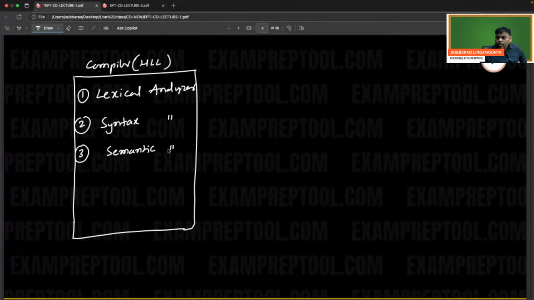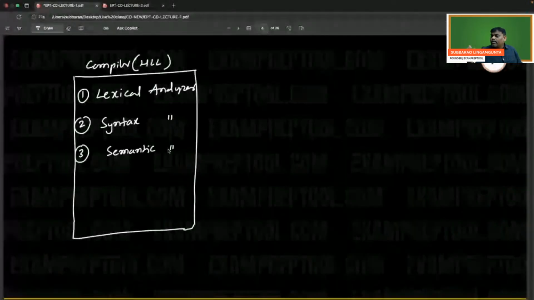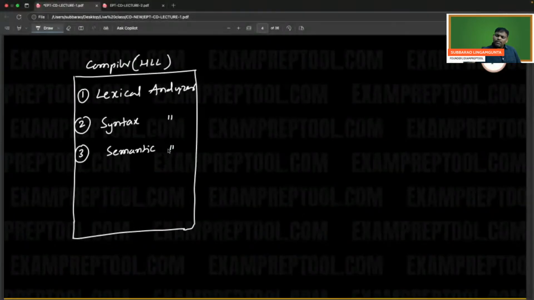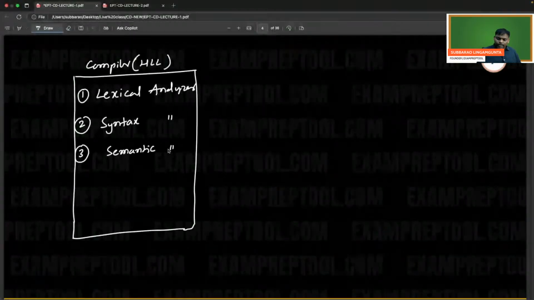Again I am repeating. Our subject is compiler design, so let's talk about compiler design only. First of all, what is compiler? Compiler is a software, means program. Program means something like a function. So compiler is the main program name which will take high-level language as input. Internally, it will call some functions: lexical, syntax, semantic.